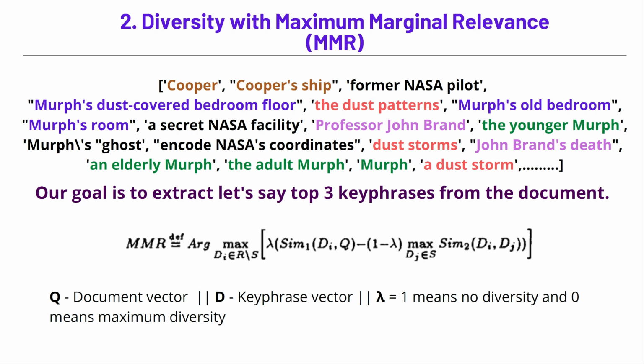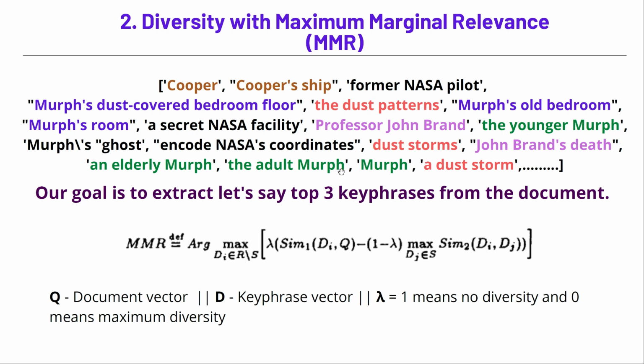formula. I'm going to intuitively explain it to you, but just remember that here Q stands for the document vector, that is the whole movie plot, and D stands for the key phrase vector. And we are going to see what this lambda is. When you keep lambda as 0, you get the maximum diversity, and when you keep lambda as 1, you get minimum diversity when compared to the original document. So let's go through this.